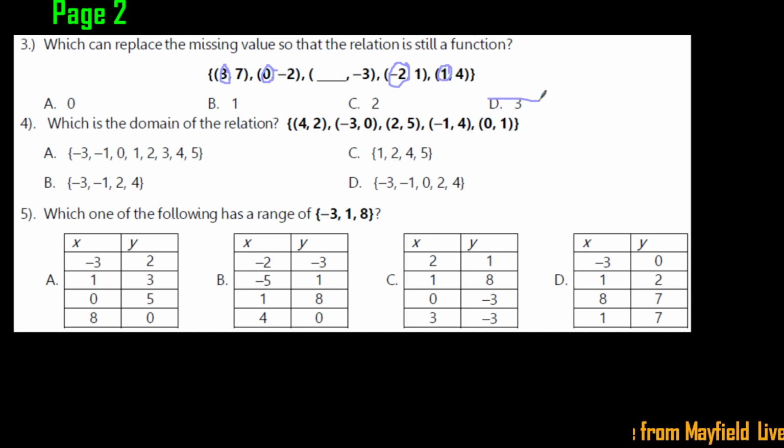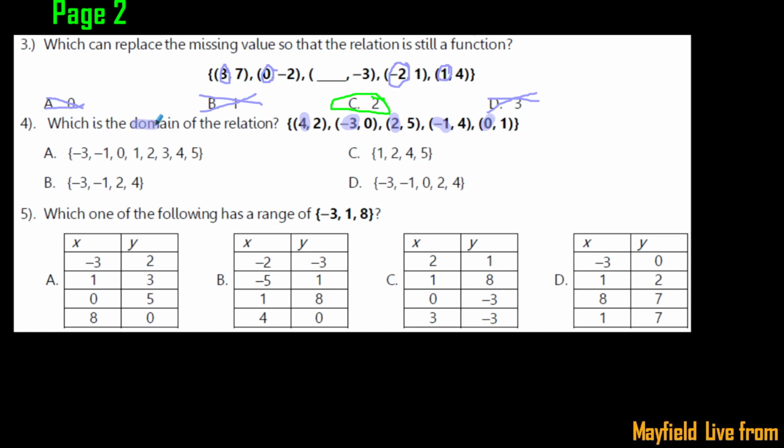I cannot choose a 3, a 0, a -2, or a +1. So for that one, it's going to be 2. Make sure you're seeing how those repeated x values would make it not a function. And it's saying which is the domain of this relation. So we know those are going to be those x values. Let me highlight those. We have 4, -3, positive 2, negative 1, and 0.